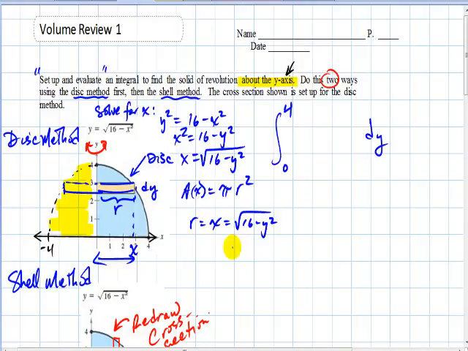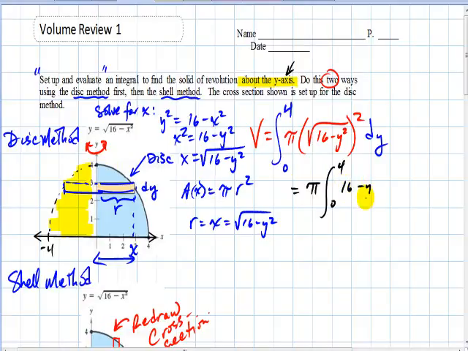Okay, so your cross-sectional area here, the area of the disk, is pi times the radius squared. So what I need to do is take pi times the radius, which is the square root of 16 minus y squared, and square that. That's pi times radius squared, and that's going to be equal to my volume of revolution if it's revolved around the y-axis. And you go ahead and do the arithmetic there. That's going to be pi times the integral from 0 to 4 of 16 minus y squared dy.